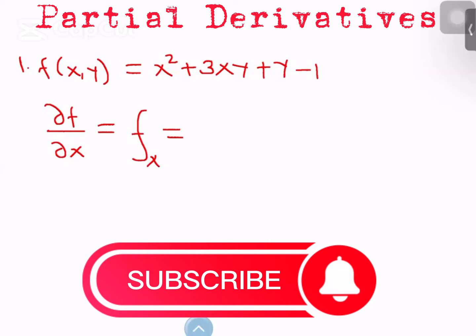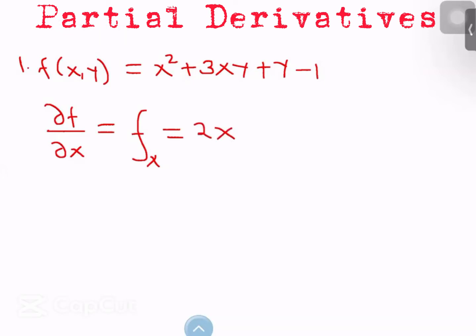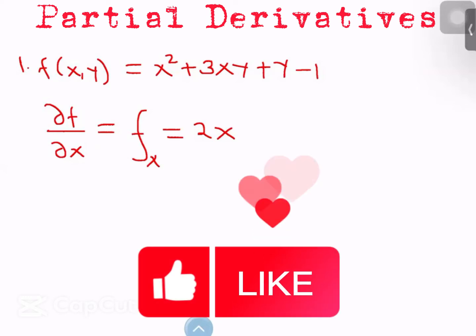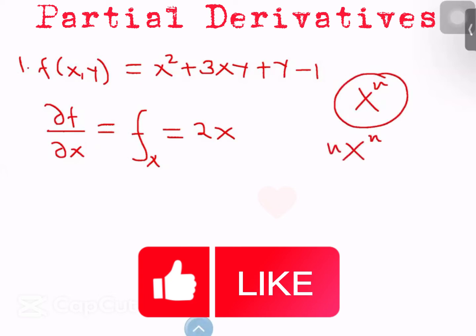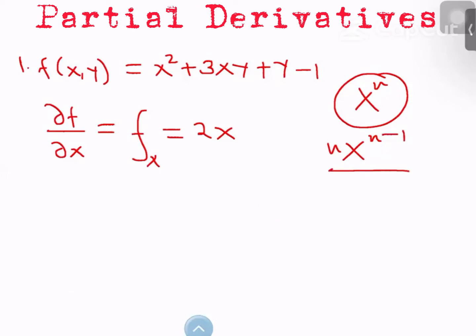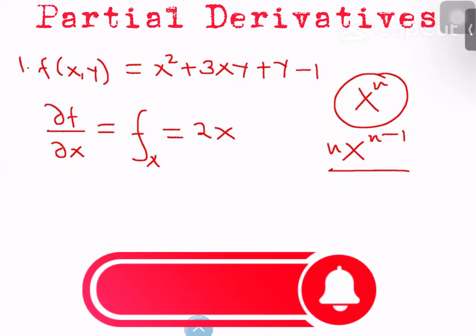We start with the first term, which is x squared. If we differentiate x squared, we get 2x. I hope you know how to differentiate when you have x power n. If you want to differentiate this, you bring the power n down, x power n, and then you subtract 1. This is the way you should differentiate. And that's why we have a 2x, because we have our power 2 there. We bring it down, and then 2 minus 1, which is the same as 1.